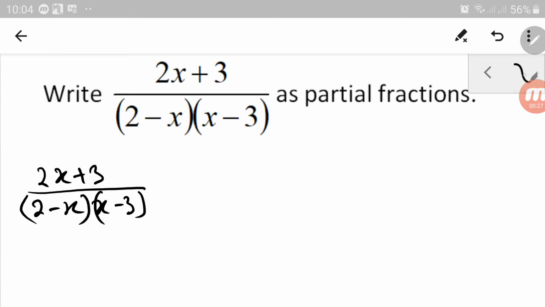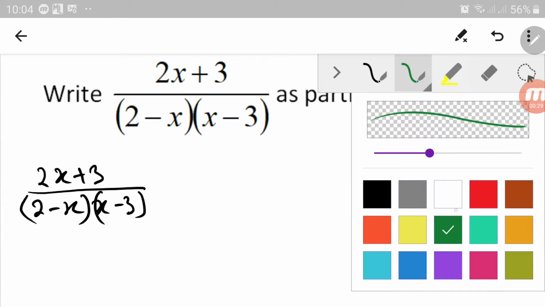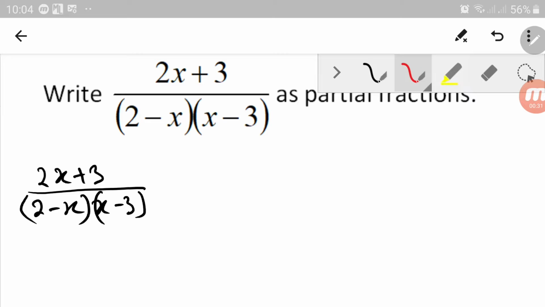For this one, first thing first, we have to make sure whether it is proper or improper. Let's have a look. The power of the numerator is 1, the degree is 1. For the denominator, since we have factors, we have to multiply the x's.